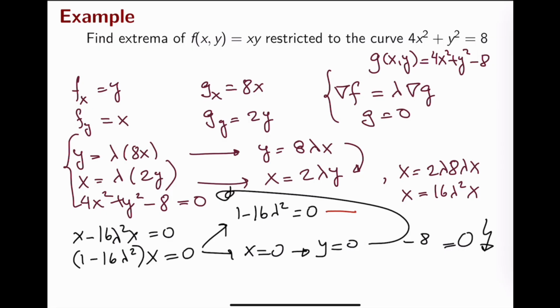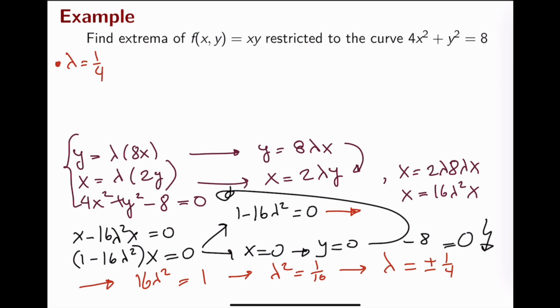We continue then only this path that is going to tell that 16 lambda squared is equal to 1, and then lambda squared is 1 over 16, and then lambda is plus minus 1/4. Okay, so then we have two possible values of lambda. Let's start first with lambda equal 1/4.